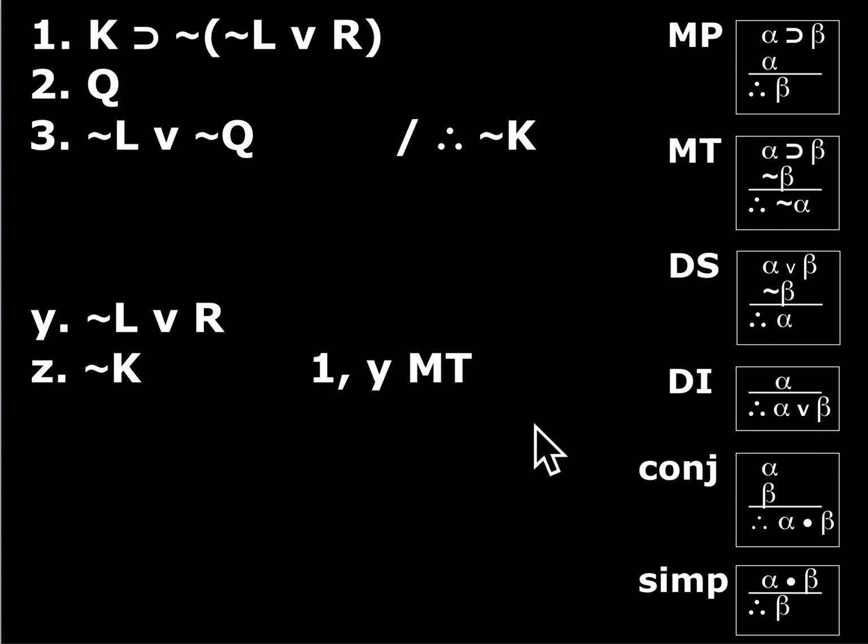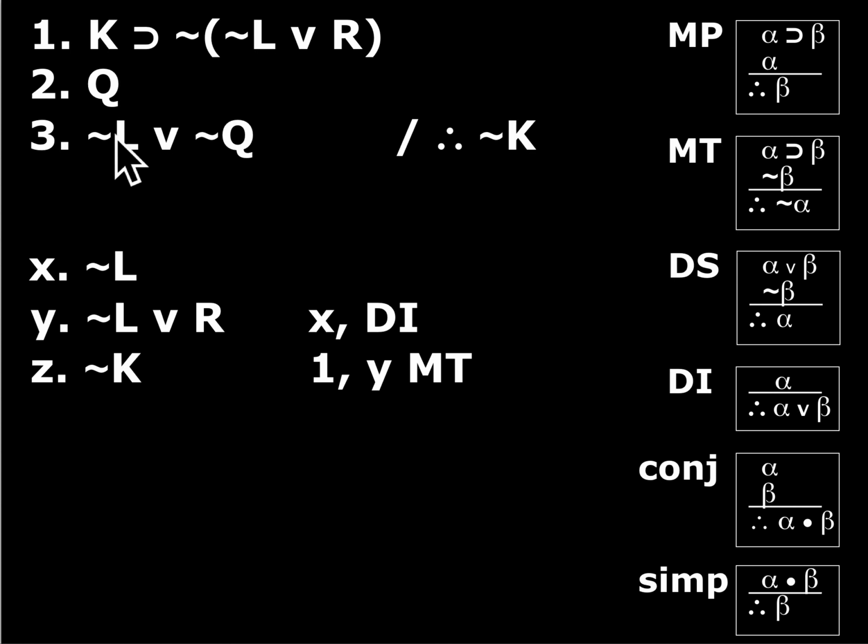I know by DI that if I could get either of these disjuncts by itself on this line here, I can just use DI to get the other disjunct. It's not clear how I could get R, but I can see how I could get not L. Okay, so it could be that my third to last line is not L. I'll get not L or R by DI on line X. Just call this X. How can I get not L?